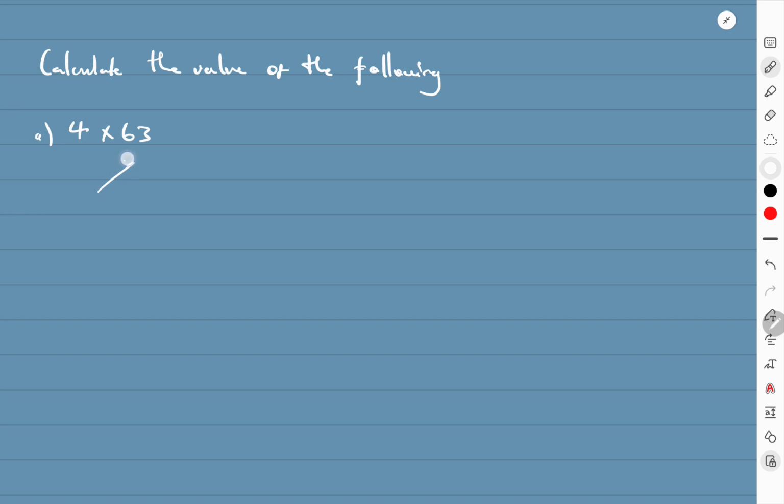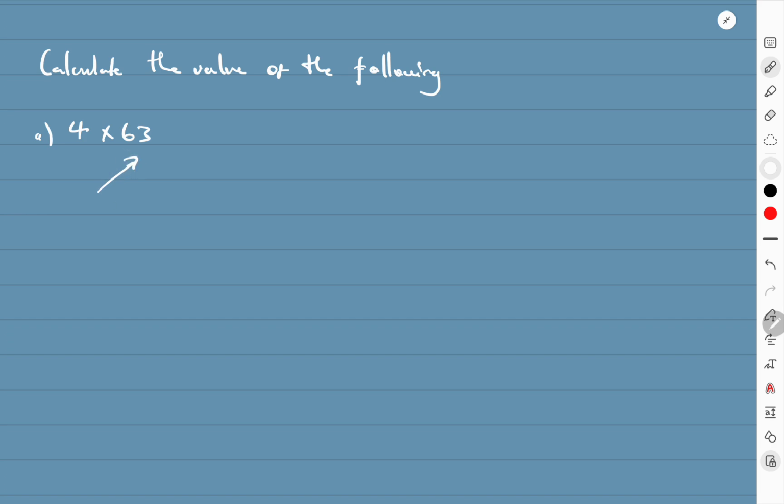We are given: calculate the value of the following, right? Now do not use a calculator. So let us say we have 4 times 63 without using a calculator. How are we going to multiply 4 times 63 without using a calculator? I am going to see that this particular 63, it is very much complicated.